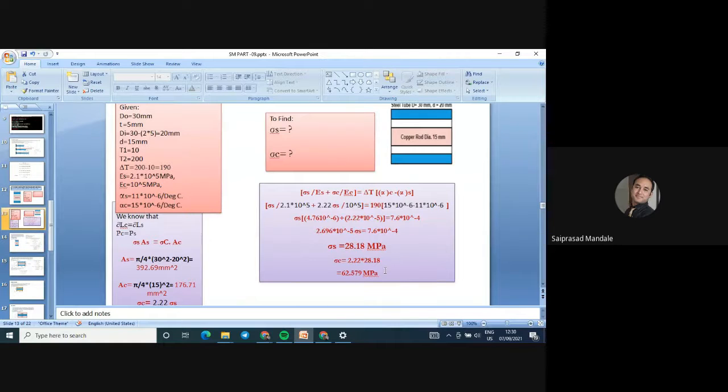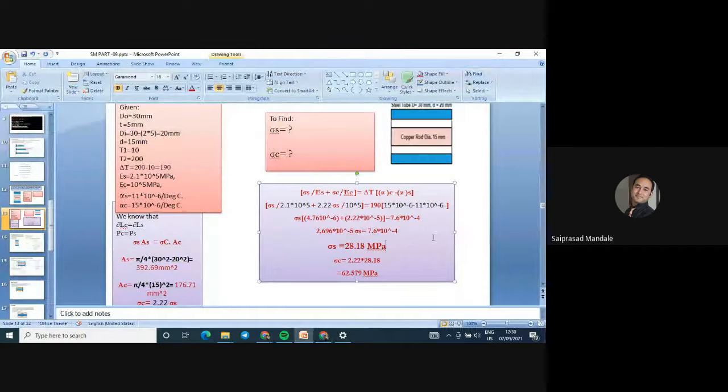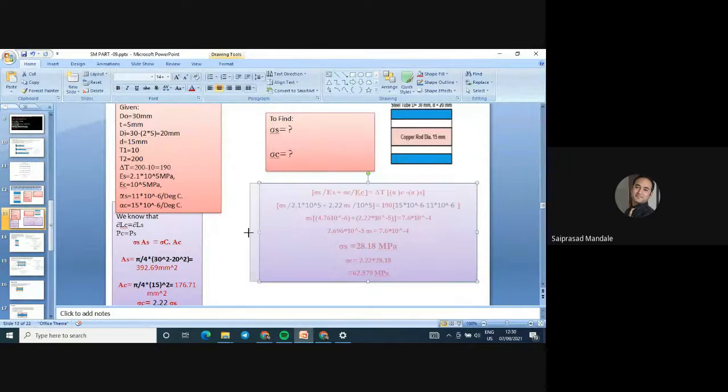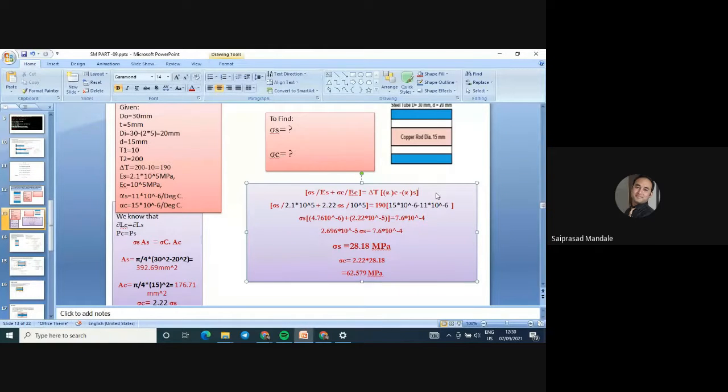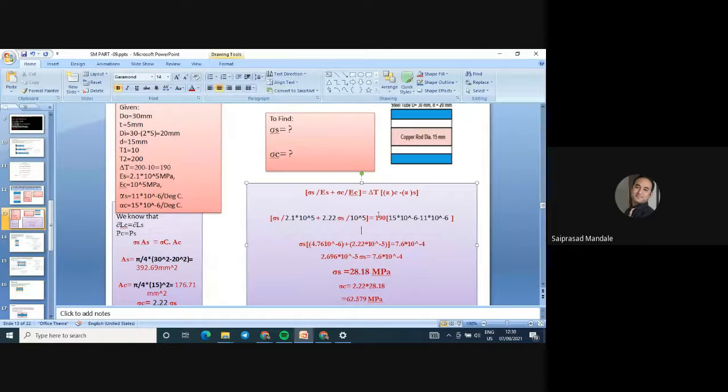Sahil Dangi, now the answers are okay. See, I have given the calculation over here in a simple way. This step is clear to everybody, I guess. In the second step, I have just put the values in. And now over here, I'm going to make it more simple. Everybody has to calculate so that it is very easy to understand for everyone.